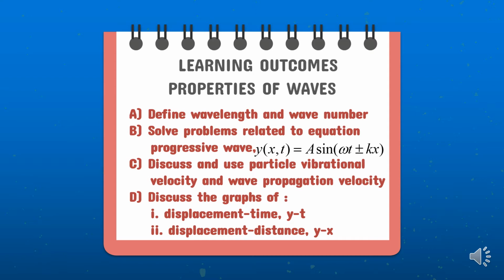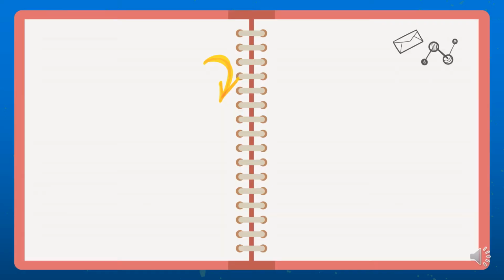A. Define wavelength and wave number. B. Solve problems related to the equation of a progressive wave. C. Discuss and use particle vibrational velocity and wave propagation velocity. D. Discuss the graph of displacement against time and displacement against distance.